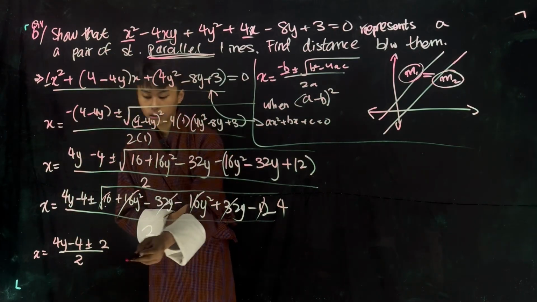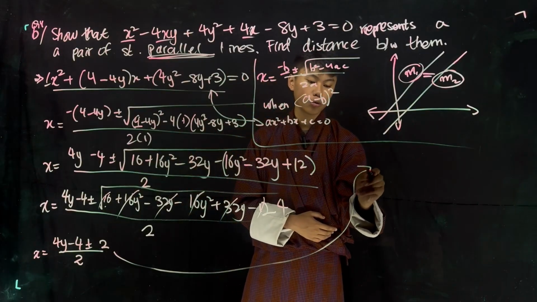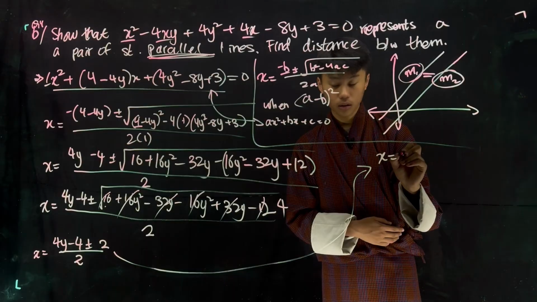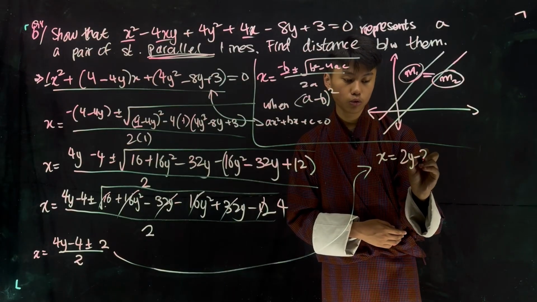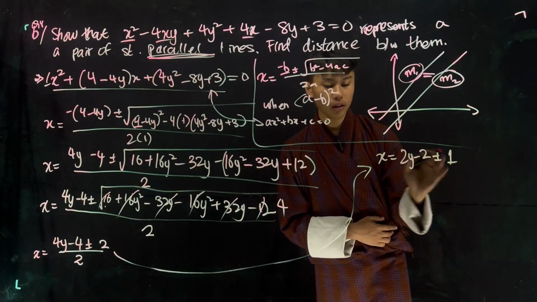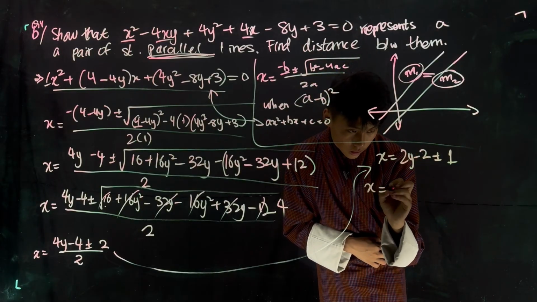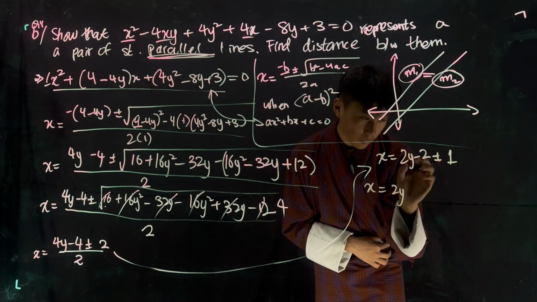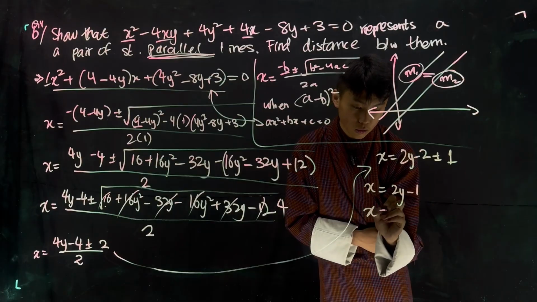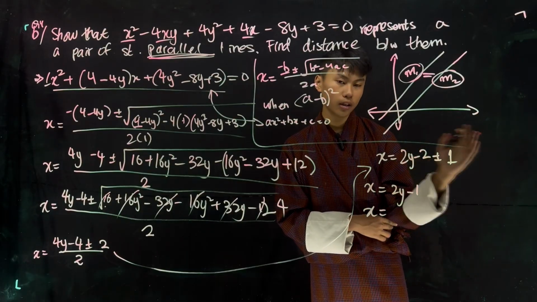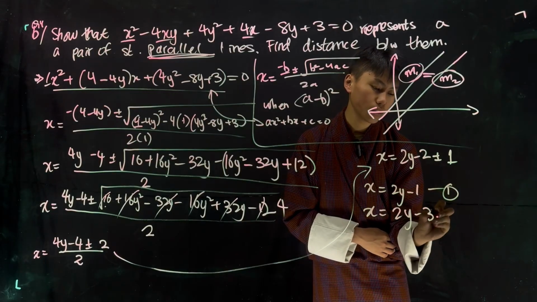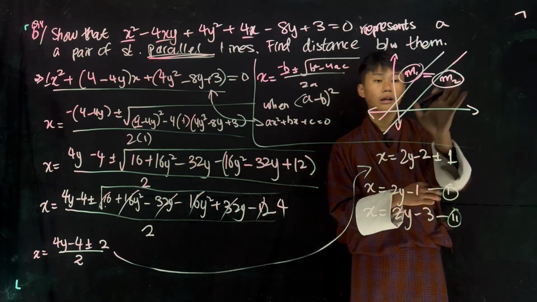So if you simplify this, you actually get two equations. X is equals to 2y minus 2 plus minus 1. So now you finally get two equations. So first equation being x is equals to 2y minus 2 plus 1, so minus 2 plus 1 will give us minus 1. X equals to 2y minus 2 minus 1 will give us 2y minus 3. So now you get two equations which will look something like this.